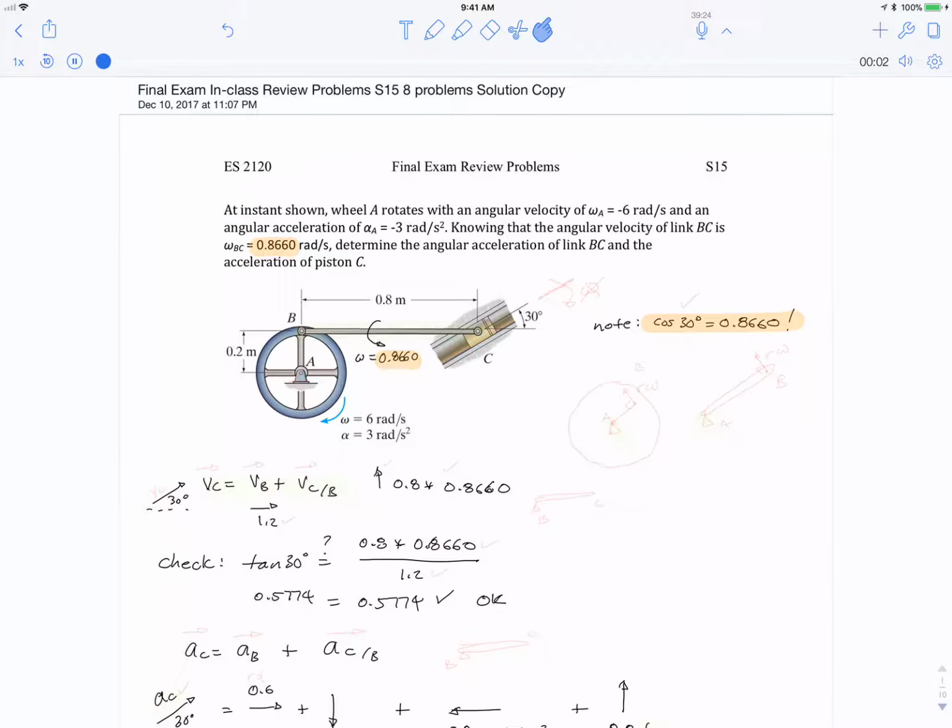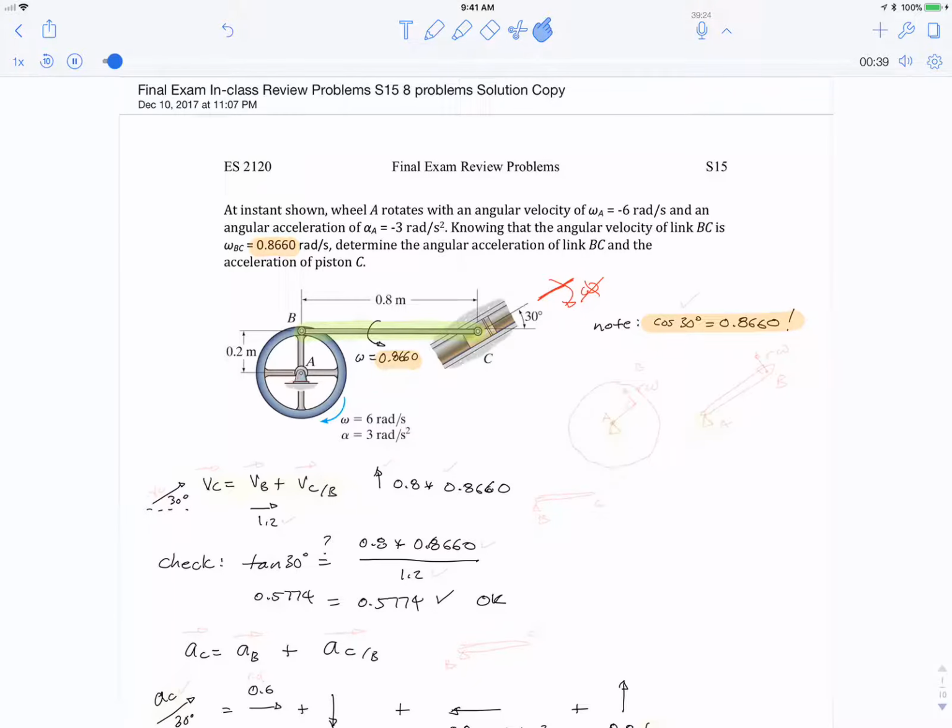Okay, so here's a relative motion problem. We have this wheel spinning around, and we have this link from B to C, and then we have C sliding down that slot. The first thing to notice is that this slot is not rotating. So this is not a rotating frame of reference problem, the ones with the Coriolis and the omega cross R plus what the camera sees and that sort of thing.